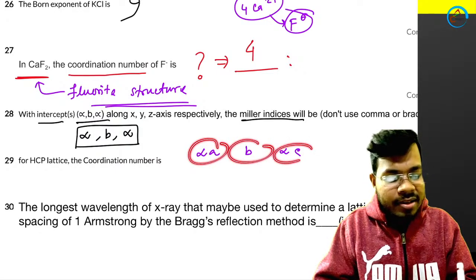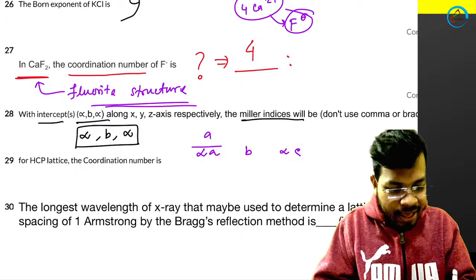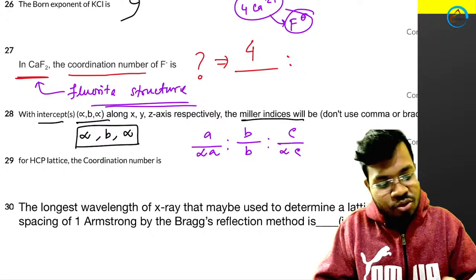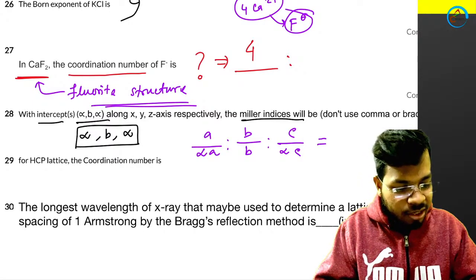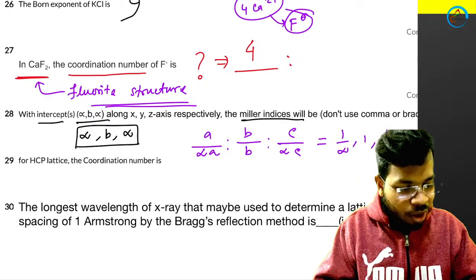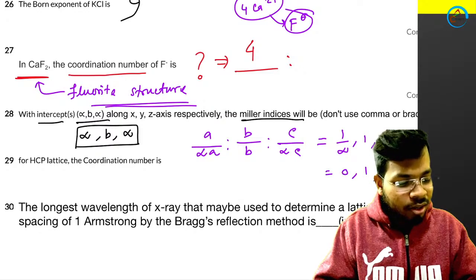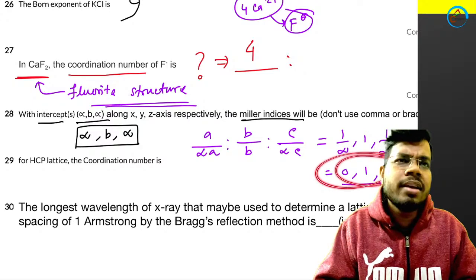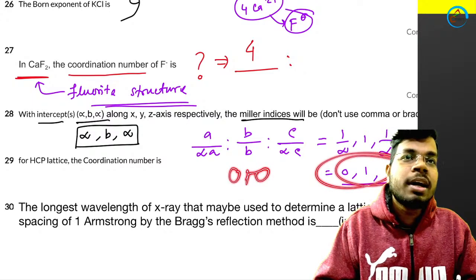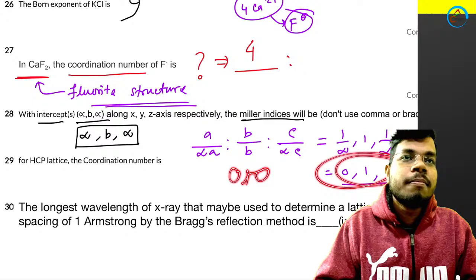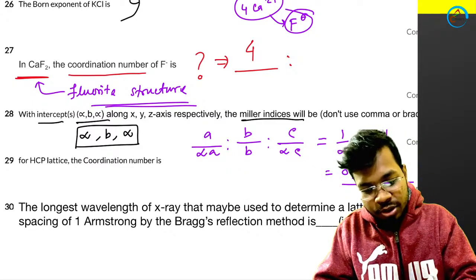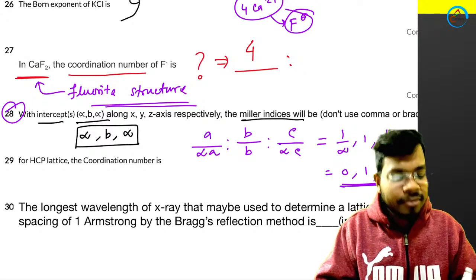How can you get the Miller indices? Simple: take the reciprocals. Here you get 1 by infinity, 1 by b, 1 by infinity. That is 0, 1, 0. You have to represent Miller indices without using commas. Good, Pritam, Yashmin, and Prayojit. So for this question the answer will be 0 1 0.